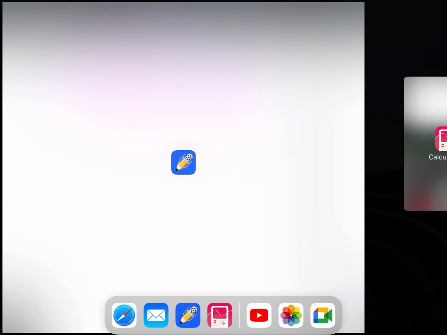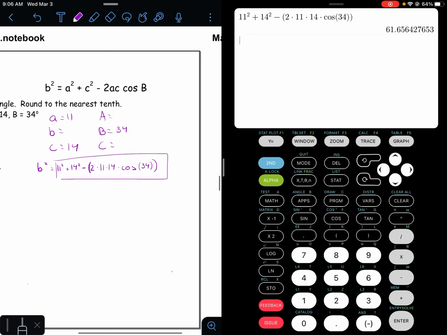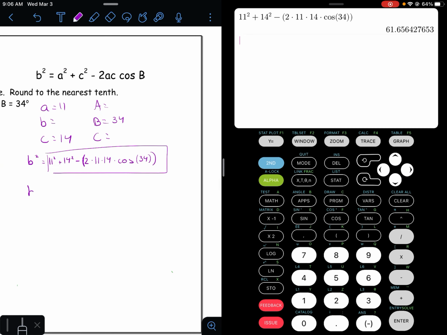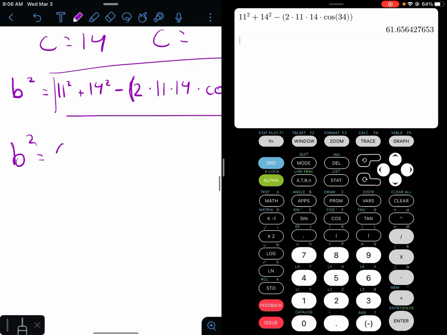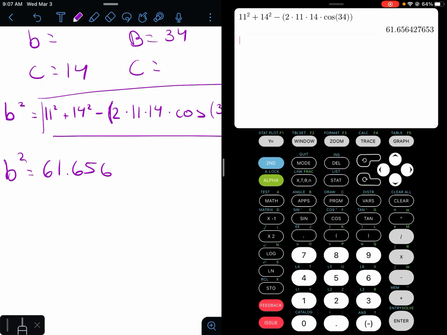Again, make sure that you have your mode set to degree. If it's not set to degree, you're going to get the wrong answer. So we have 11 squared plus 14 squared minus 2 times 11 times 14 times cosine of 34. And we end up with b squared equal to 61.656. We said round to the nearest tenth, so we'll round that to 61.7.